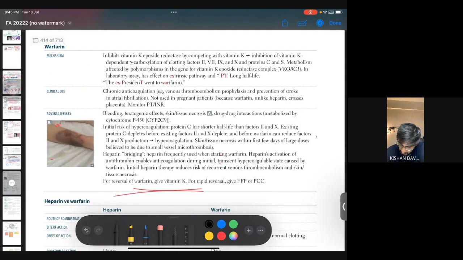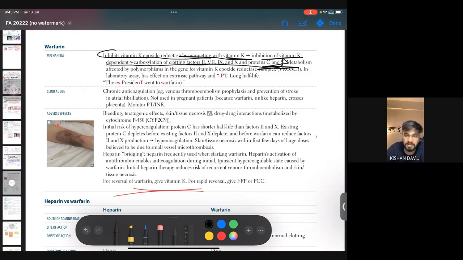Warfarin. Heparin and warfarin, the differences you always have to remember. So let's see about warfarin. It inhibits vitamin K epoxide reductase by competing with vitamin K, inhibiting vitamin K dependent gamma carboxylation of clotting factors. We saw this in the beginning of this class in the physiology part: vitamin K dependent factors 2, 7, 9, 10, protein C and protein S. Don't forget protein C and protein S. Metabolism is affected by polymorphisms in the gene for vitamin K epoxide reductase. Here they monitor with PT; in heparin, it is PTT.